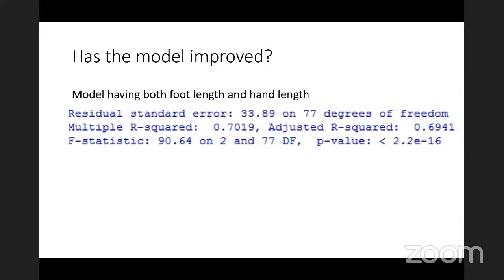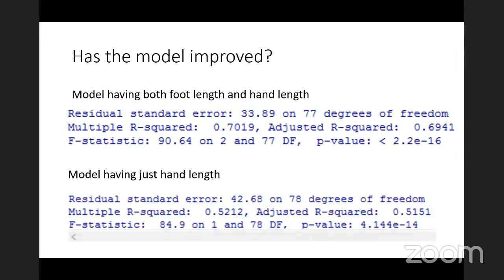The improvement in the model can be checked, as I told you, by the adjusted R square, the model having improved when we added foot length to the model. So that's one part.